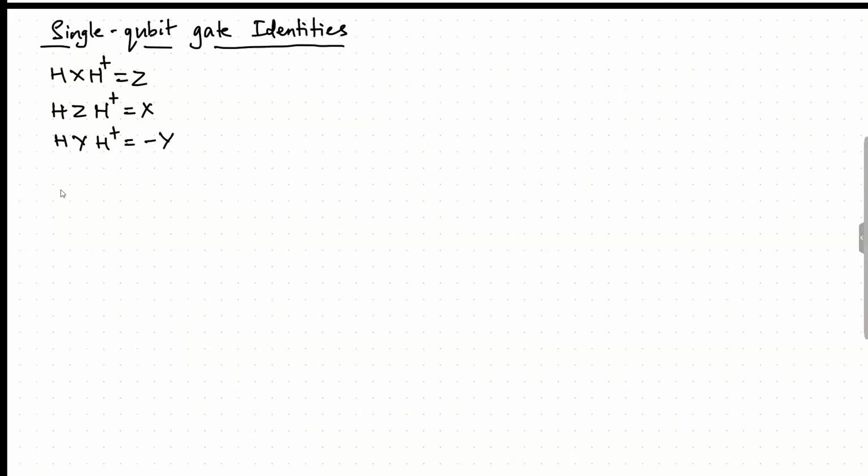Similarly, we have already seen S square equals Z, yeah, but I'll just write it once more. S square equals Z, T square equals S. And we can also see that S X S dagger is Y, S Y S dagger is minus X.